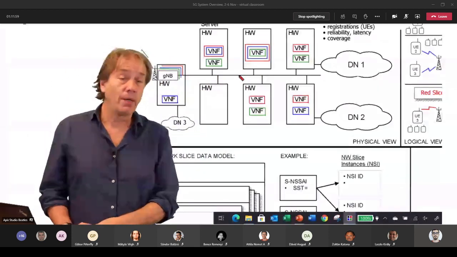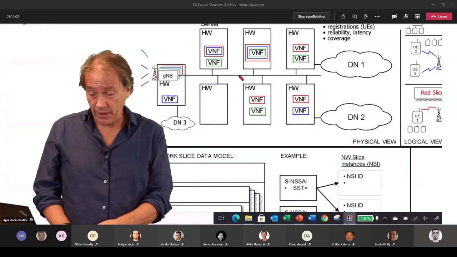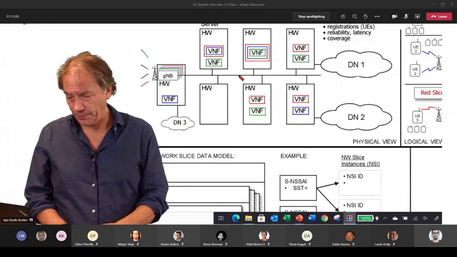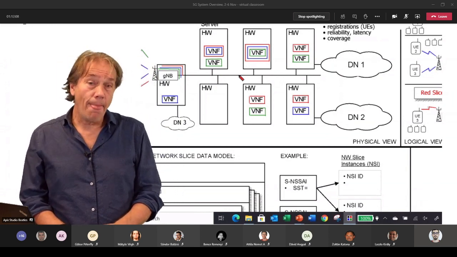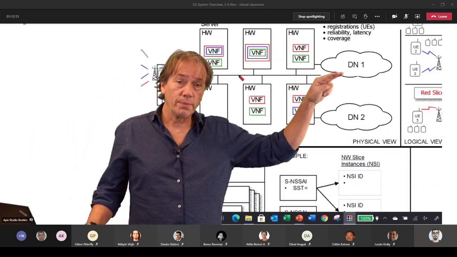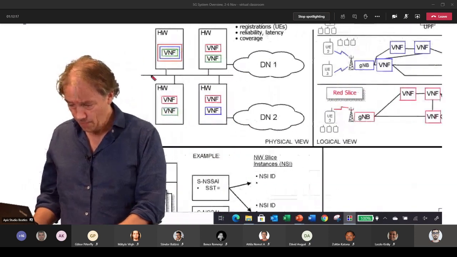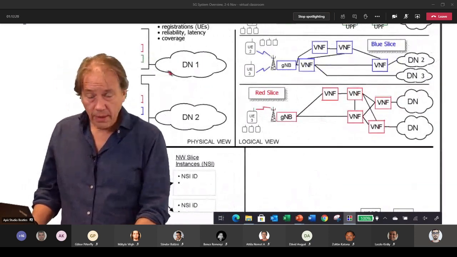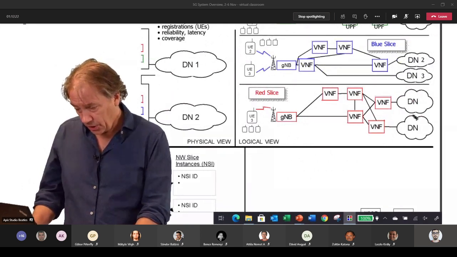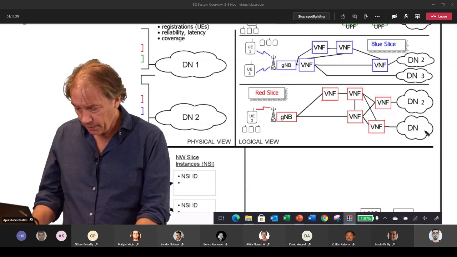So how this is set up, how this is managed, how this is configured is, of course, an implementation thing. And the red slice can give us access to data network 1 and to data network 2. So over here, I will just fill in the missing numbers, which is 2 here and 3 here.